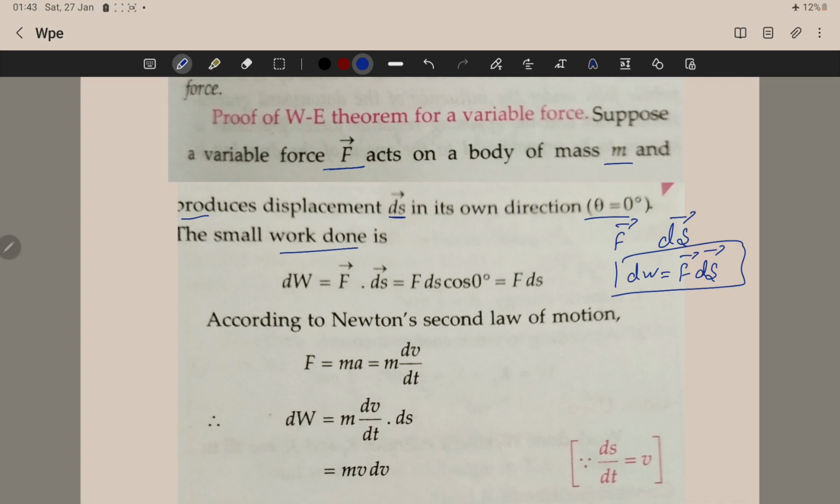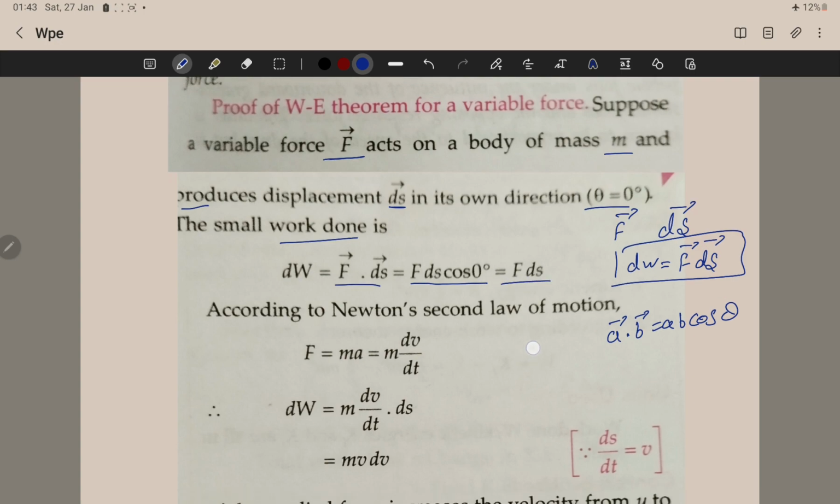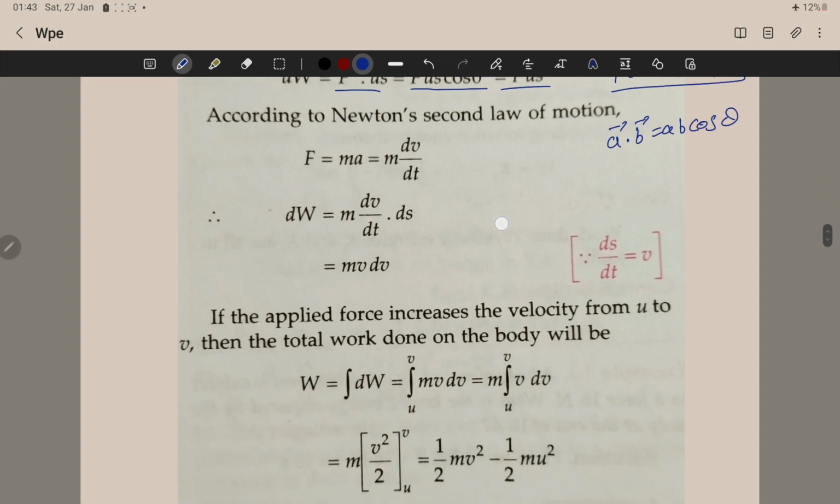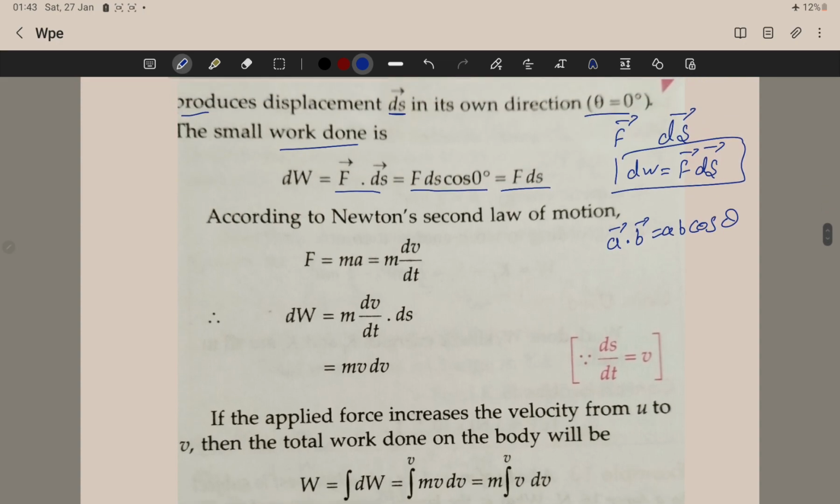So we can write it like F dot ds. This is the dot product, so we can write it as F ds cos theta if we remove the dot product. Like when two vectors are in a dot product, we can write it as ab cos theta. So a similar thing we are doing here: F ds cos theta, and we know cos 0 is 1, so this becomes F into ds. Okay, so this is the small work done, dW, the small work done is equal to F into ds.